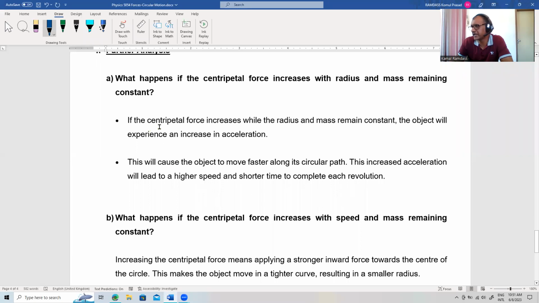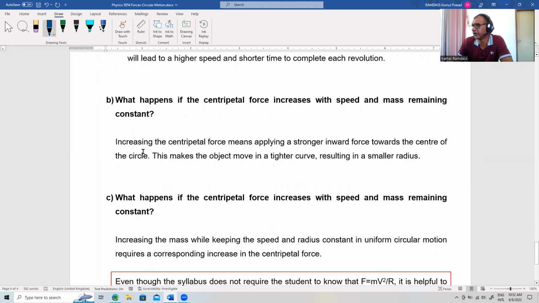Okay? If the centripetal force increases while the radius... increasing the centripetal force means applying a stronger inward force towards the center of the circle. Okay? Ça veut dire, plus la force is applied toward the center of the circle, logiquement on est capable de déduire que the radius will decrease. This makes the object move in a tighter curve. The curve will be tighter, and therefore the radius will decrease, resulting in a smaller radius.